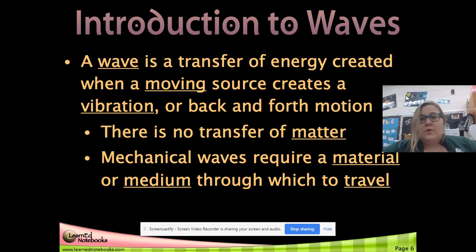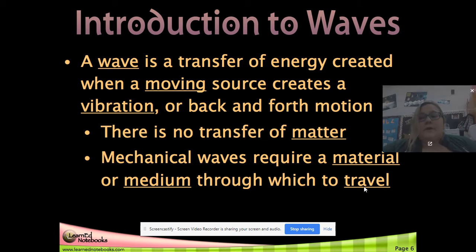Mechanical waves require a material through which to travel, or a medium. With a slinky, the wave is traveling through this slinky. Sound is going through the molecules in the air. Okay, we can't see it, but if there were no molecules, particles, there'd be no sound. Why? There's no sound in space. There's not a lot of particles. You're not creating the vibration. So that has to have something to go through.